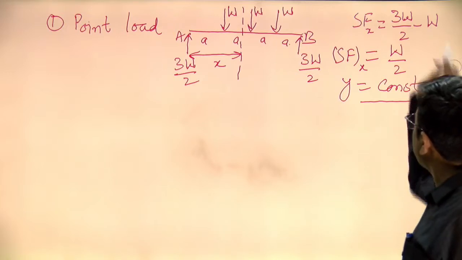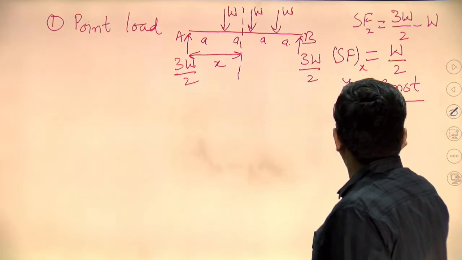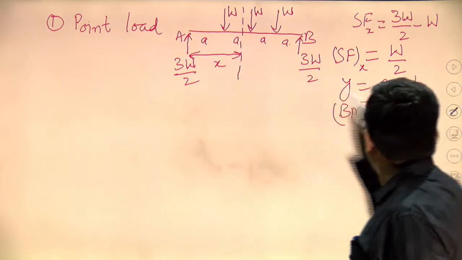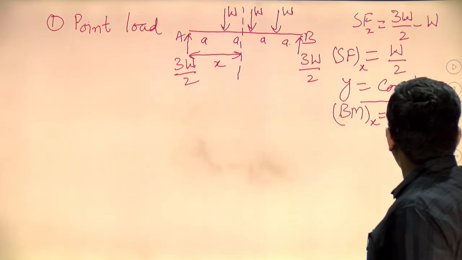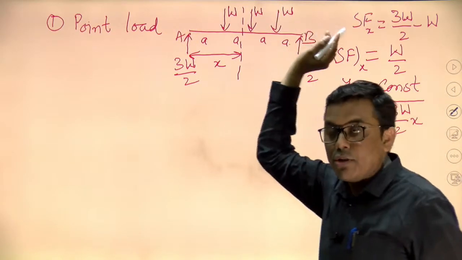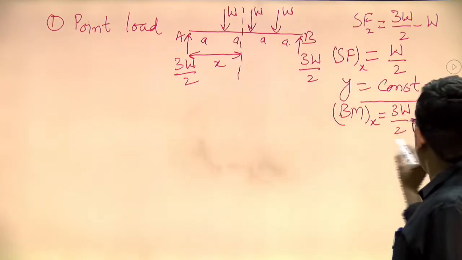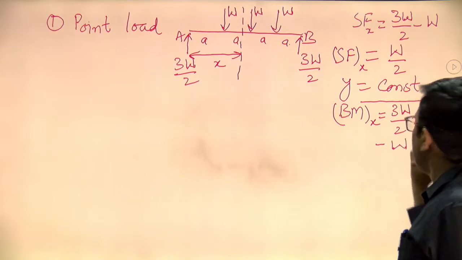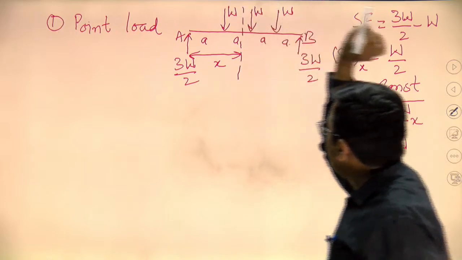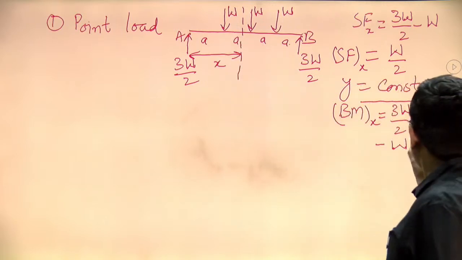Y equal to constant. Now I am writing the bending moment equation. Bending moment at section x. How much it will be? 3W by 2 into x. Positive लूंगा because on the left side it is clockwise. From the W which is on the left side, दो लोड हैं तो दो ही मोमेंट होंगे. So W, how much it will be? X minus A, the distance of W.